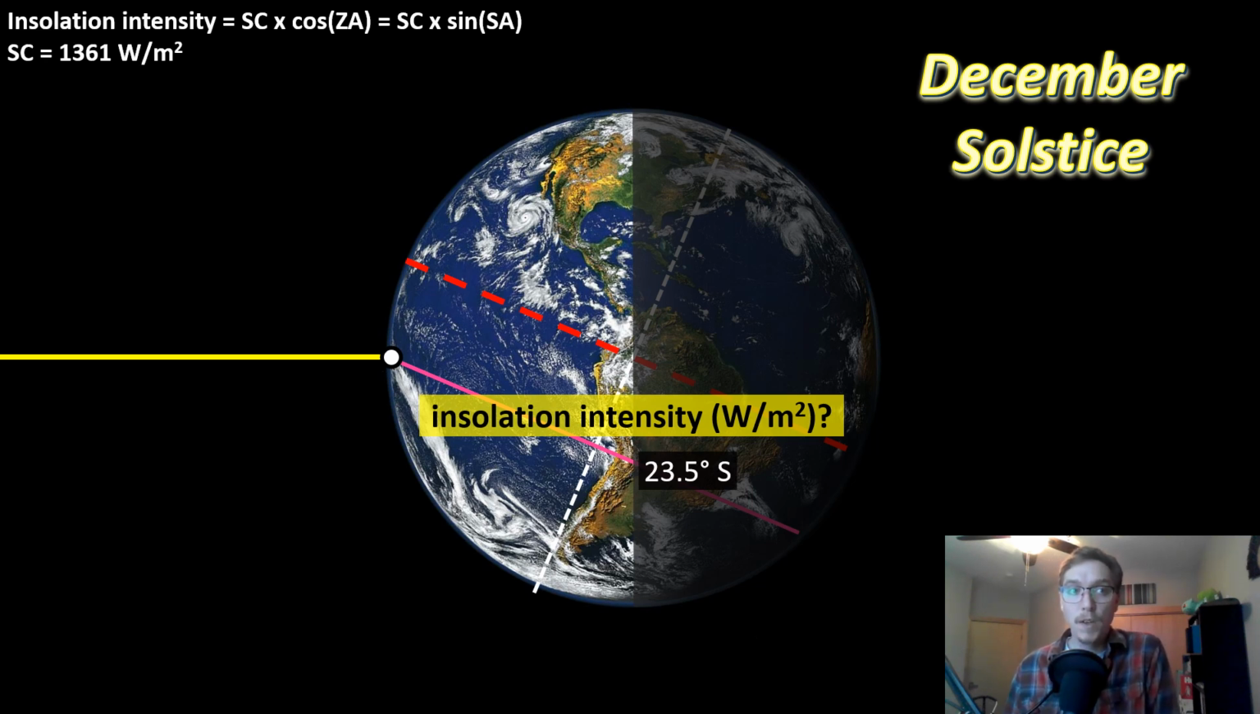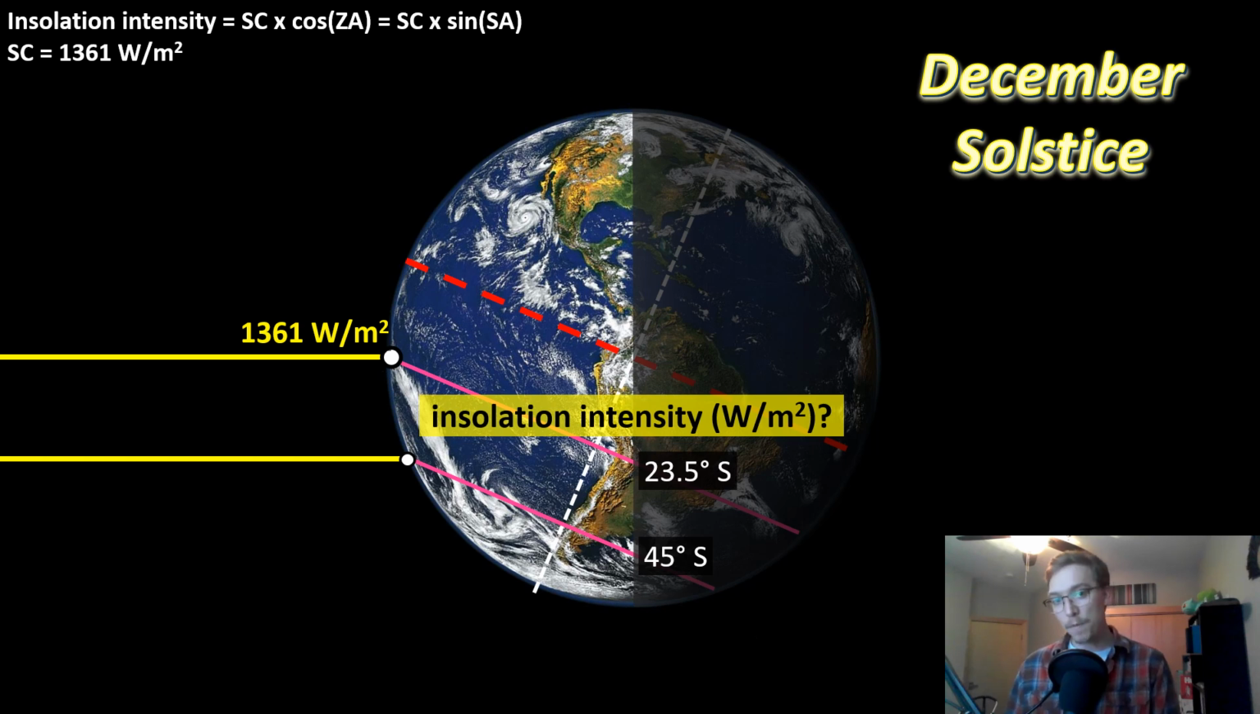If we recall, insolation intensity is found by the solar constant, which is 1,361 watts per meter squared, times the cosine of the zenith angle, or the solar constant times the sine of the sun angle. When it's striking directly overhead, and our zenith angle is 0 and our sun angle is 90, it will be 1,361 watts per meter squared.